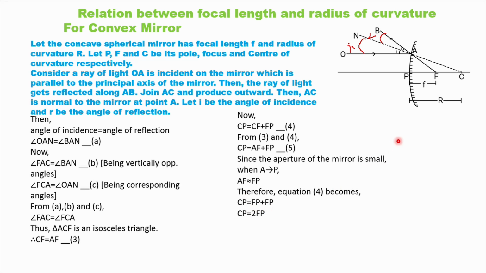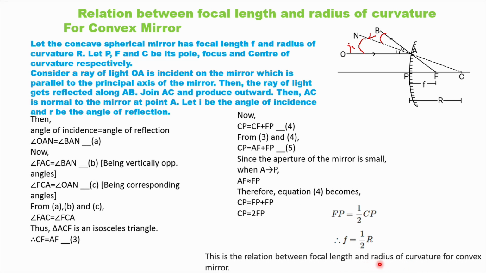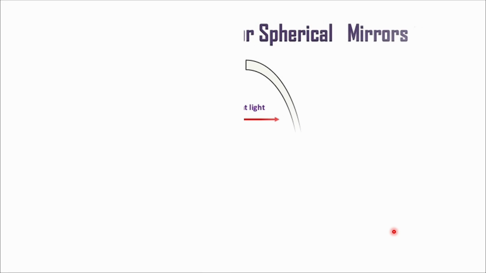So, CP becomes 2 times FP. So, R is equal to 2 into F, or F is equal to R by 2. So, this is the relation between focal length and radius of curvature for a convex mirror. This is the derivation for the equation F is equal to R by 2. So, let us move to the image formation.